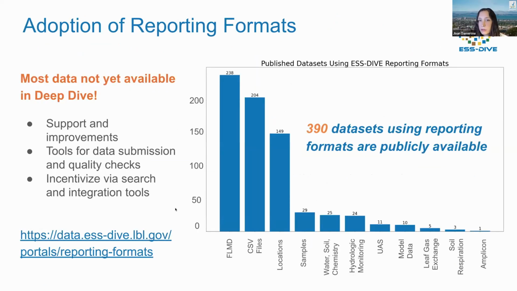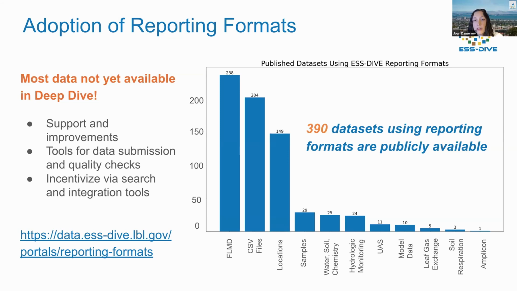The Fusion database was released about a year and a half ago, so most data is not currently available within the Deep Dive at this time, but we are seeing more and more adoption. I think over 50% of new data sets are using file level metadata and CSV reporting formats now. So it's a good sign, and we may even start to require at least those two high level reporting formats so we can have most of our data available for search within the Deep Dive API.